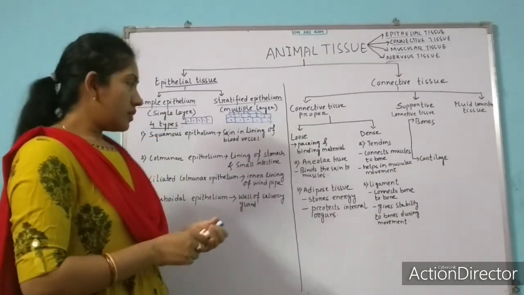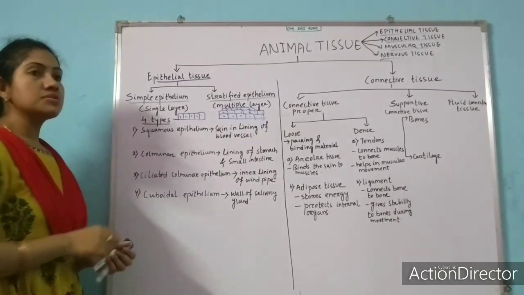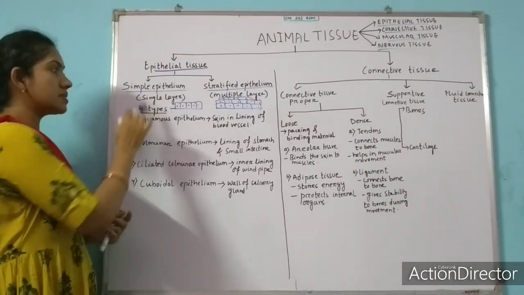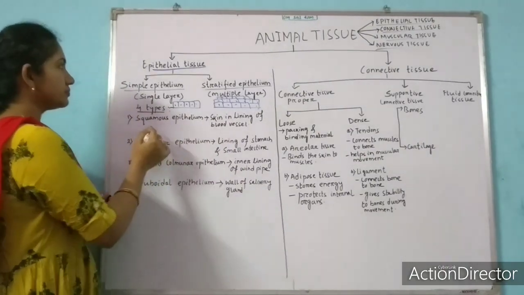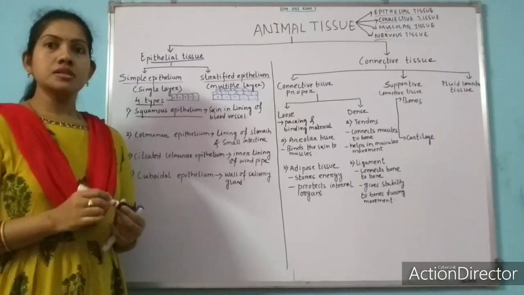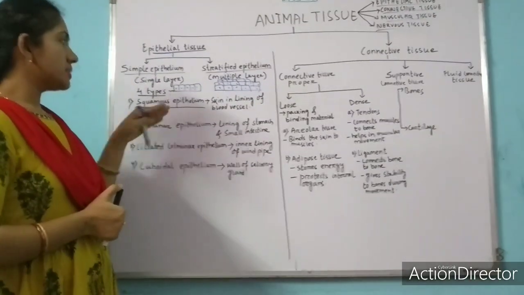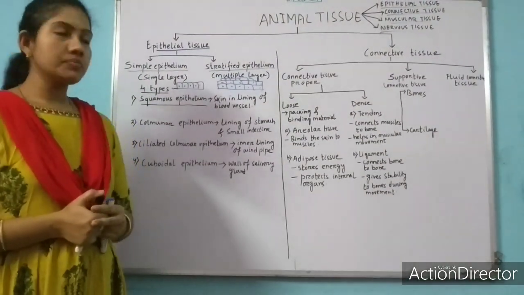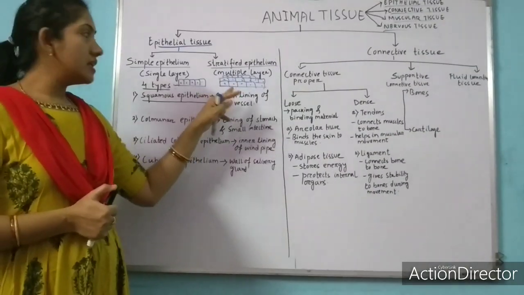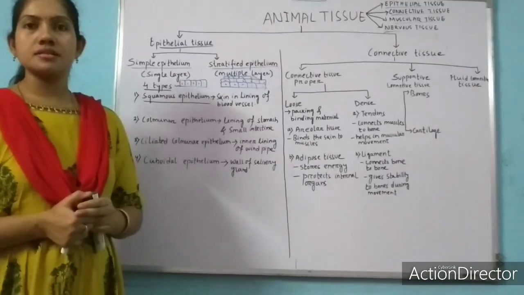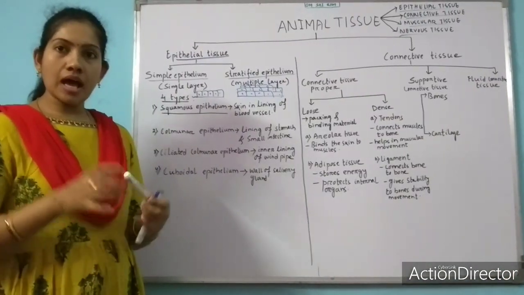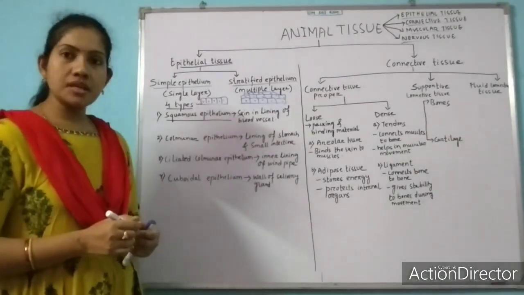Got it? Now, there are 4 types of simple epithelium. If you can see here, I have written the 4 types of simple epithelium. The first one is squamous epithelium. Squamous epithelium is generally present in the lining of skin and blood vessels. It is the kind of epithelium present on the lining of skin and blood vessels.